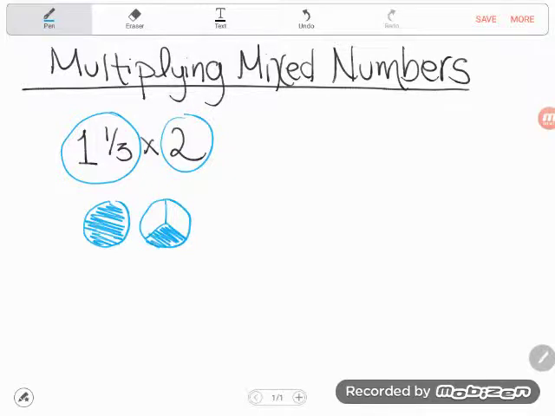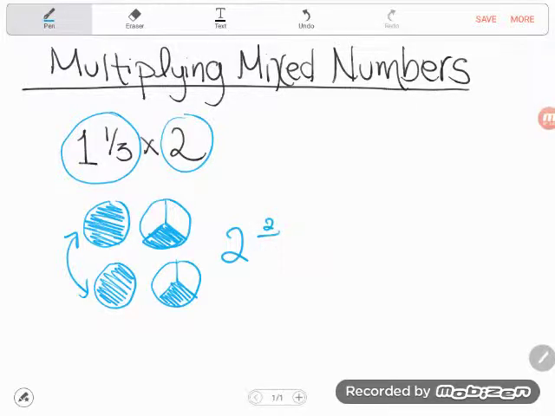Now, I said that I want that to be times 2. So I'm going to draw two pictures that look exactly the same, that are exactly 1 1/3. Now, obviously, by the definition of multiplication, what it means to multiply, you can see right here what I would get. I would get two whole things. And how many pieces? Two pieces of what size? Size third. So 1, 2, two pieces of size third. So I'd get 2 2/3.